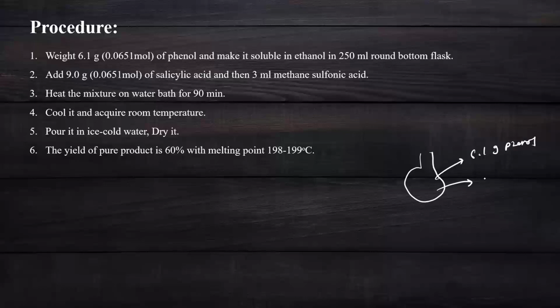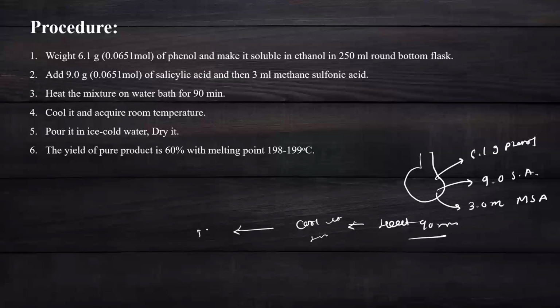Then we have to add 9 gram of salicylic acid and 3 ml of methane sulfonic acid. Heat the mixture for 90 minutes. After, cool it at room temperature. Pour the whole mixture in ice water or ice cold water or ice. Take the crude product and recrystallize it. We will get 60% purity, and the melting point is 198 to 199.